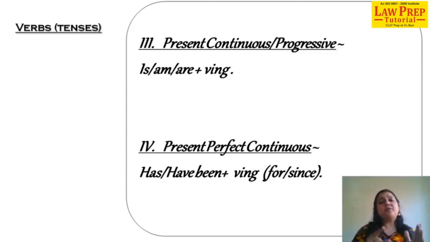Period of time, for, means the starting and ending of the action. Since, point of time, just tells you the starting of the action, but has nothing to do with telling you about the ending of the action. So we make an example. He has been studying English for 2 years. Or he has been studying English since morning. Both the tenses, which tense? Present perfect continuous. Now we have done the 4 tenses related to present.